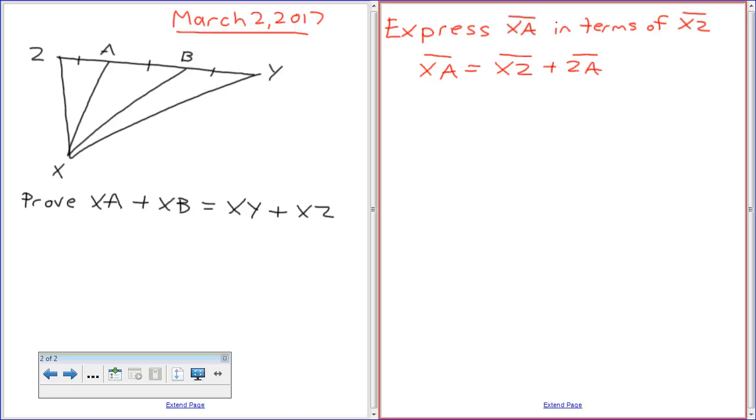Did you intentionally do it so you could avoid XB, since we're using it for the other one? Yeah, exactly, right? You could have chosen this one over here, but then there would have been more things to get rid of and all that. XZ is the closest to XA, that's why I chose that one.